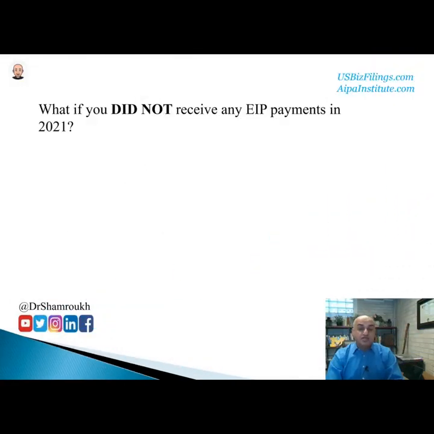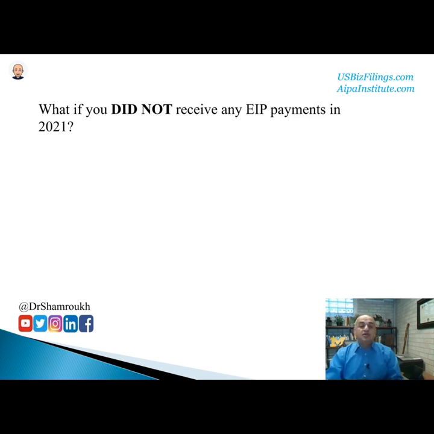The big question is, what if you did not receive any economic impact payments during the 2021 tax year, and you believe that you were qualified to receive one, at least one? The solution is to file your 2021 individual tax return this tax season and include 0 in box 13 of the Recovery Rebate Credit Worksheet.